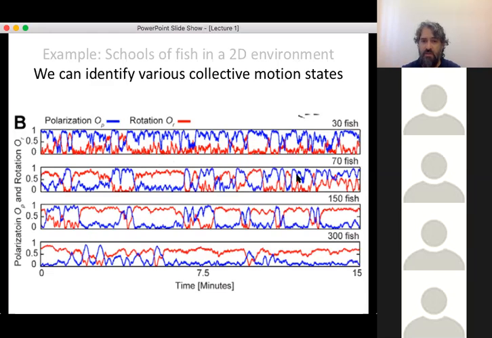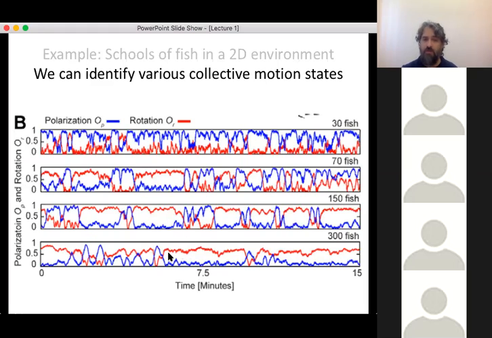But one thing you can also observe is that when you have more than 30 fishes, they often switch from milling to creating a polarized swarm, and you can see switches between these two. The nice thing here is that you can quantify these switches. You can measure how long they stay in the rotation state and how often they switch into the polarized swarming state. And you see that as the number of fishes increases, they stay longer in a rotation state. Can you see that?